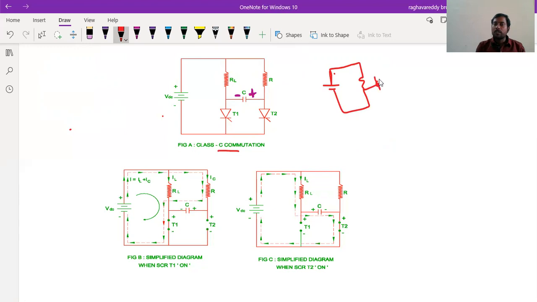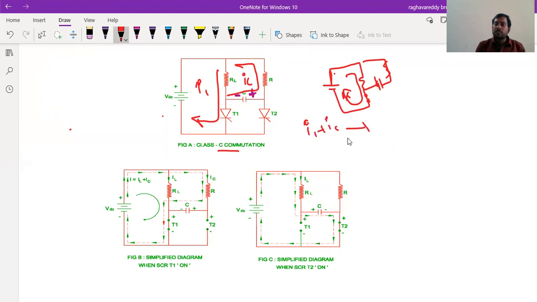Capacitor does not allow any current through it. This is the resistor. Only current flow is through this path. For example, current flows through this path at the instant of triggering T1. This is I1, and the current through this path is nothing but IC. So the total current initially is nothing but I1 plus IC.